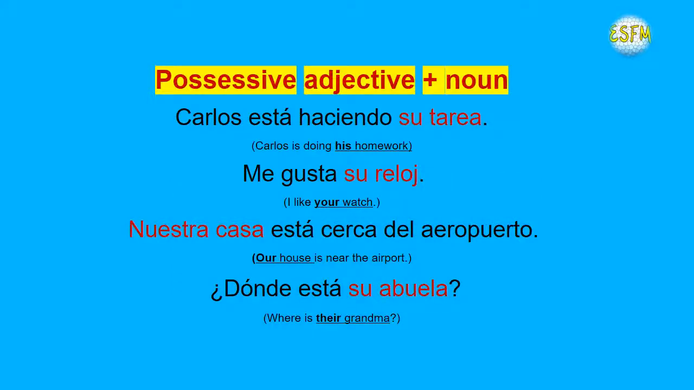As you can see, we are going to use, in Spanish, the possessive adjective plus the noun. For example, Carlos está haciendo su tarea. Su, possessive adjective, tarea, noun. Me gusta su reloj. Su, possessive adjective, reloj, noun.